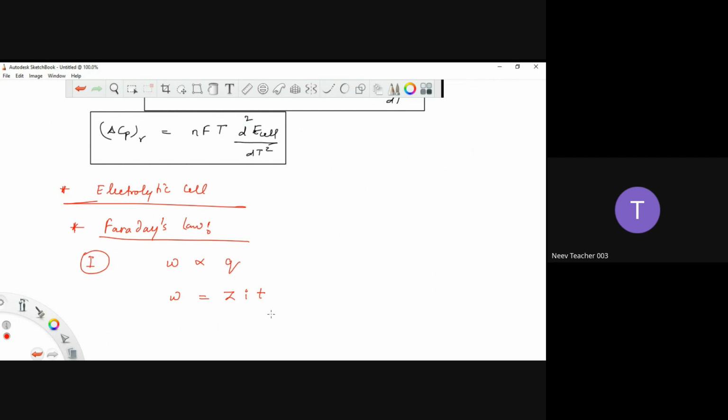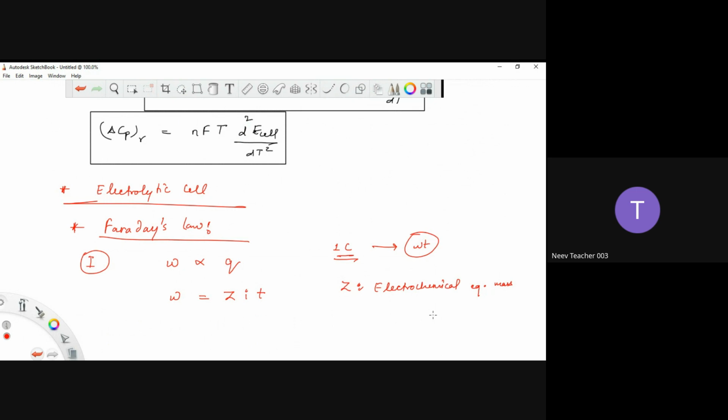Now, what is this Z? Z is the weight that will be deposited when you pass 1 coulomb of charge. Are you getting what I'm saying? So Z is basically the electrochemical equivalent mass.